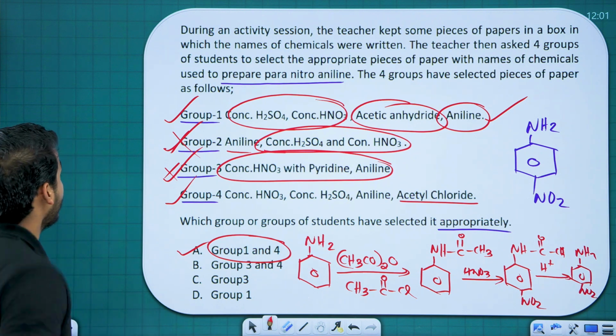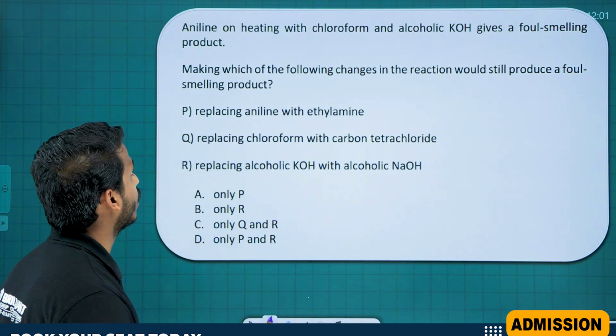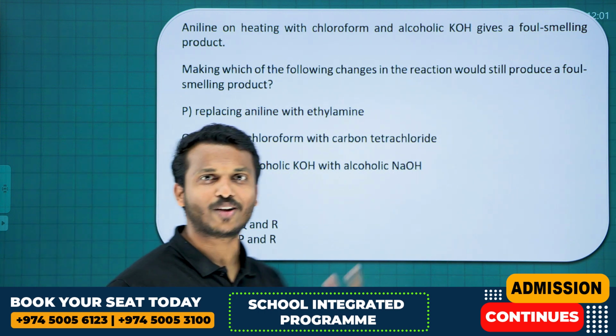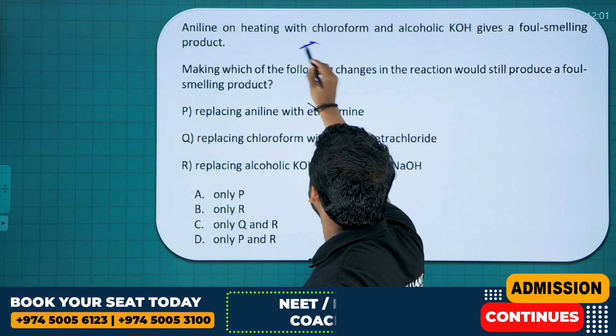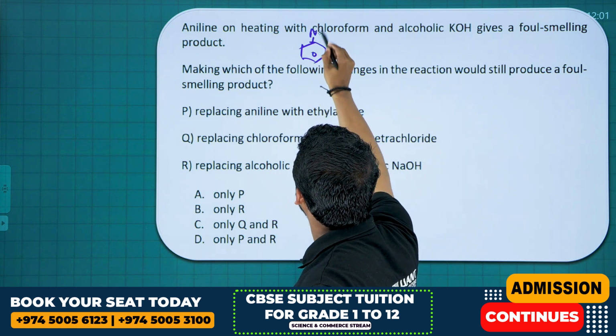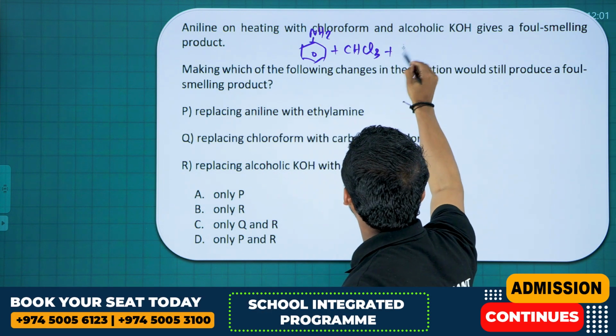Good question. Next one. Aniline on heating with chloroform and alcoholic KOH. Can you recognize what the reaction is? Carbylamine reaction. Yes. What is aniline? Benzene with NH2. What is chloroform? CHCl3 and alcoholic KOH.